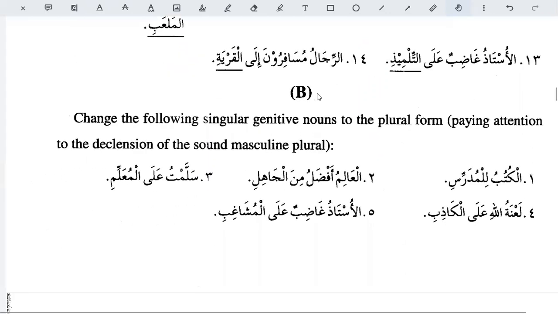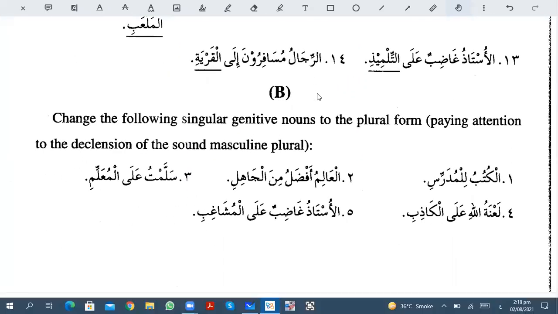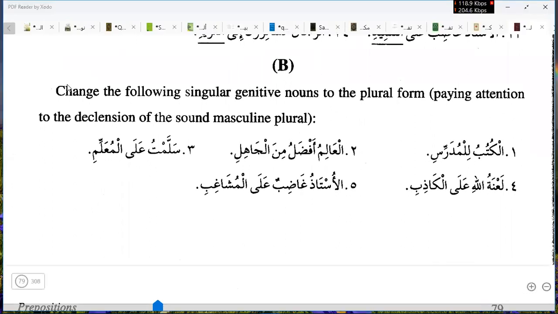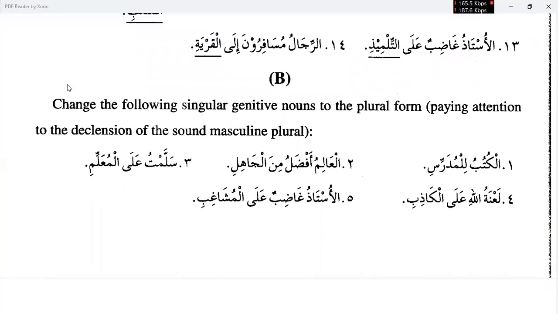Sahih. Change the following singular genitive nouns into plural form. So here you will see few words are majrur like mudarrisi, jahili, muallimi, allahi, kazi, or al-kazibi, al-mushagibi. He's asking you to make them plural, make them jama. So what is that?